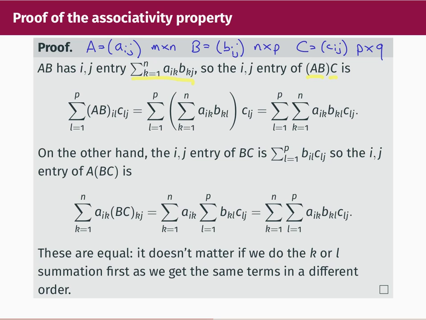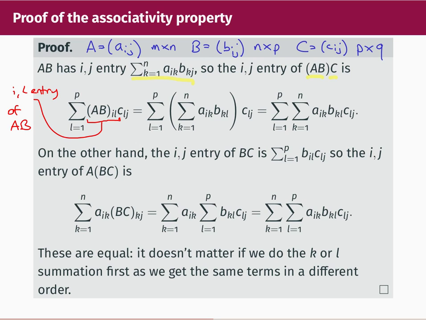In fact, it would be wrong if I used the same variable twice. So I've picked a different dummy variable, L. It doesn't make any difference what it's called. Anyway, there's a bit of extra notation here, which is that where I've written AB subscript IL like this, I'm just temporarily using this to refer to the IL entry of A times B.